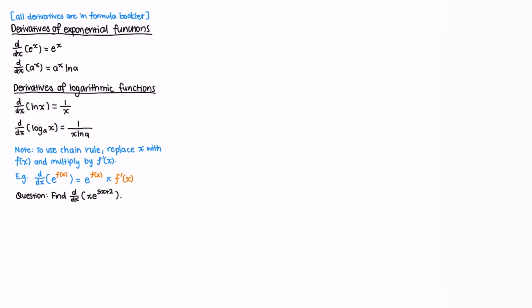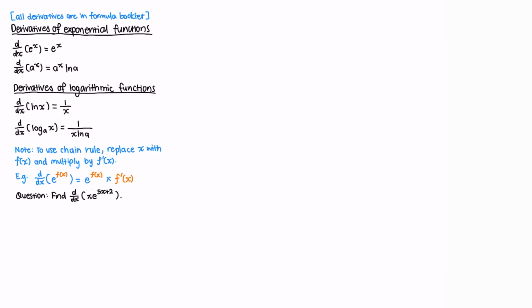Now remember earlier when I said I was going to teach you a little trick with the chain rule? If you want to use chain rule with any of these differentiation formulas, what you want to do is replace x with f(x) and multiply by f prime x. So what do I mean? Let's say I want to differentiate e to the power of f(x). What I will get is e to the power of f(x). Again, you're just replacing the x with f(x), and then you multiply by f prime x.